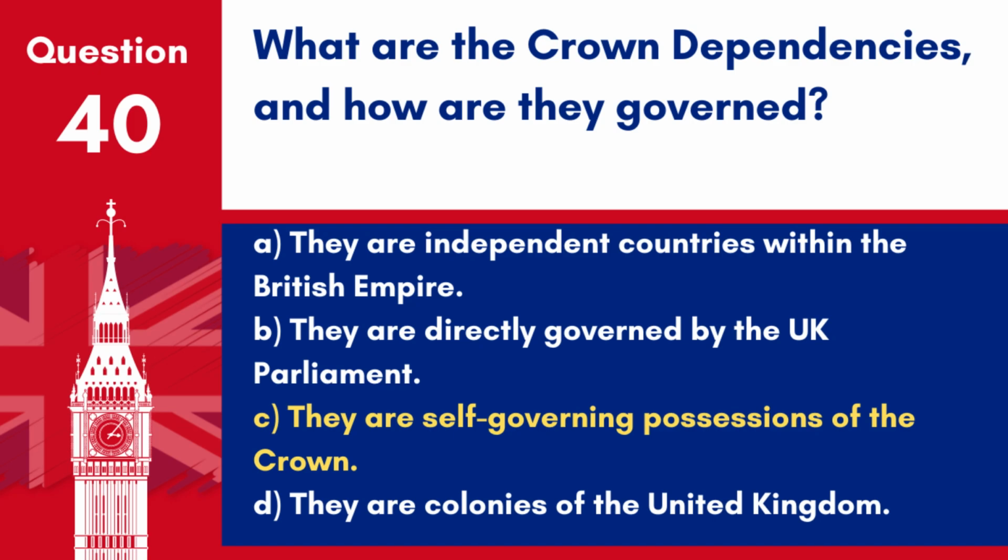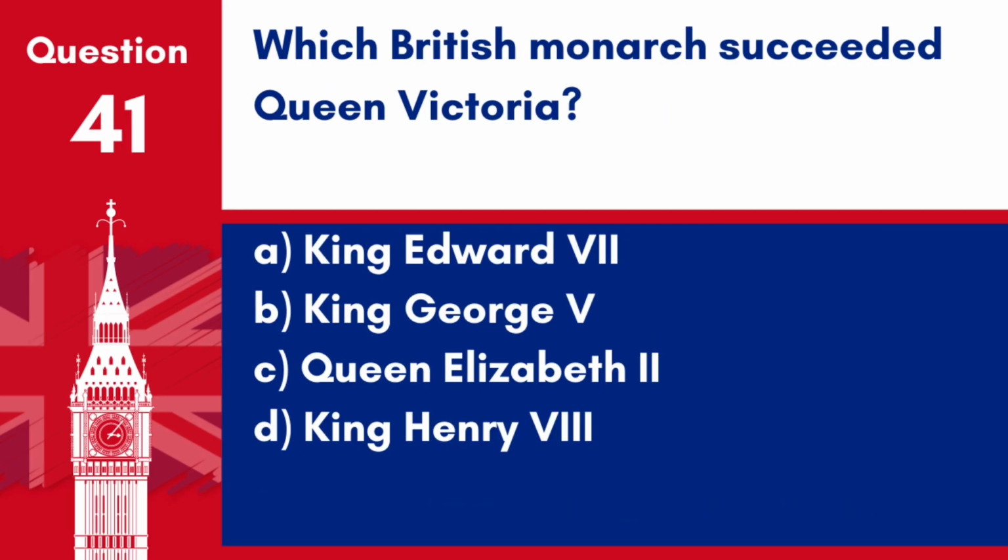Answer: C. They are self-governing possessions of the Crown. The Crown dependencies, which include the Isle of Man, Jersey and Guernsey, are not part of the United Kingdom, but are self-governing possessions of the Crown. Question 41. Which British monarch succeeded Queen Victoria? A. King Edward VII. B. King George V. C. Queen Elizabeth II. D. King Henry VIII.